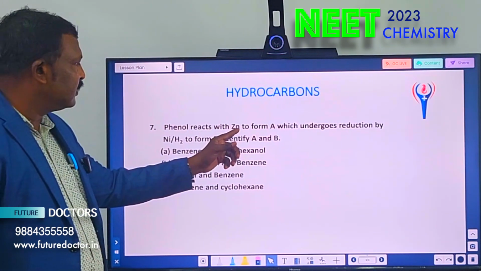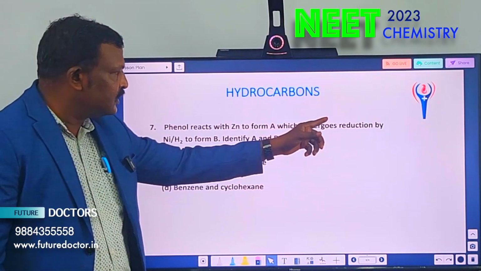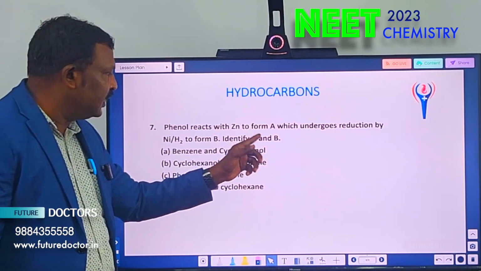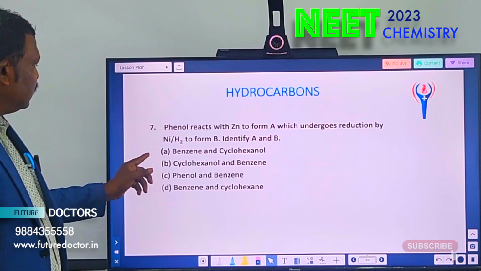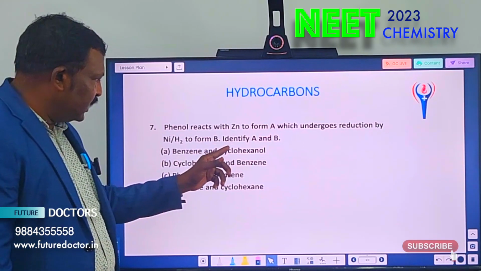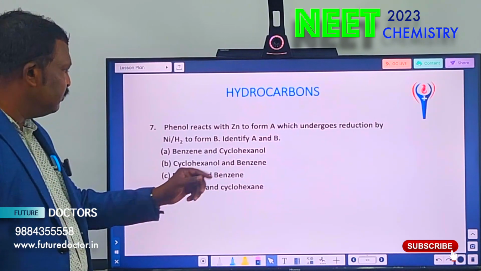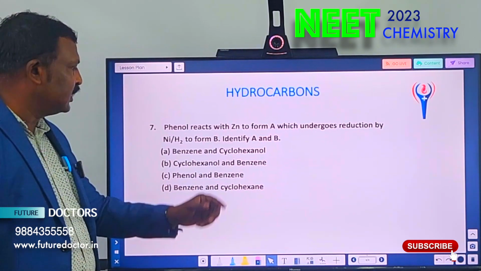Phenol reacts with zinc to form A, which undergoes reduction by nickel in the presence of H2 to form B. Identify A and B. That's the question. Option A benzene and cyclohexanol. Option B cyclohexanol and benzene. Option C phenol and benzene. Option D benzene and cyclohexane.